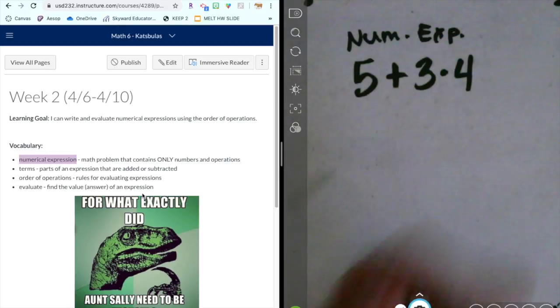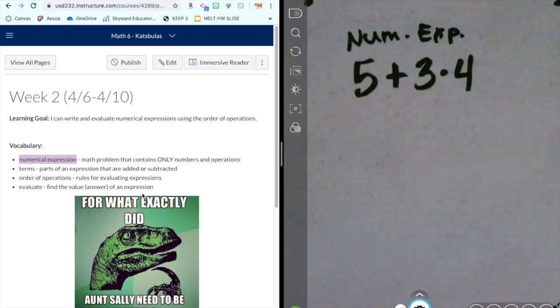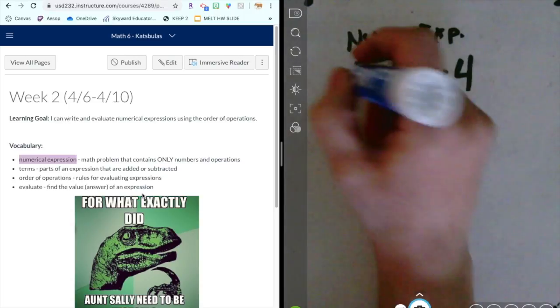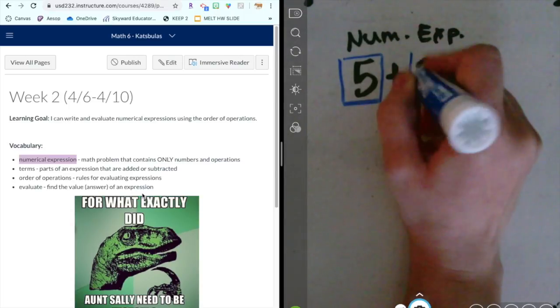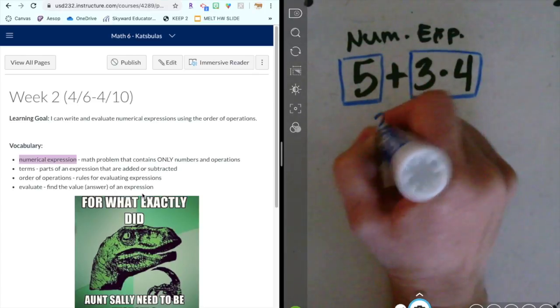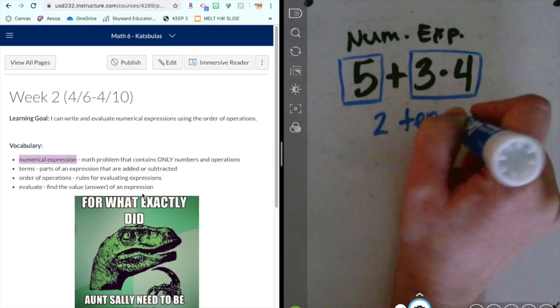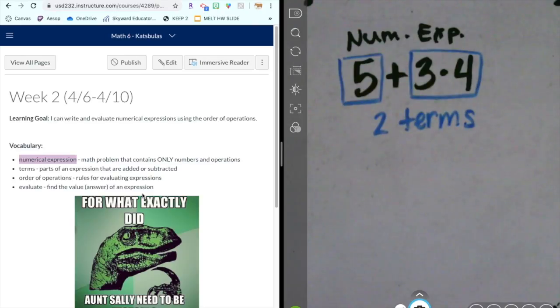But the terms are just the ones that are being added or subtracted. In this case, I only have addition. So I have one term here and one term here. Okay, so there's 2 terms. Don't be confused because there's multiplication in there.